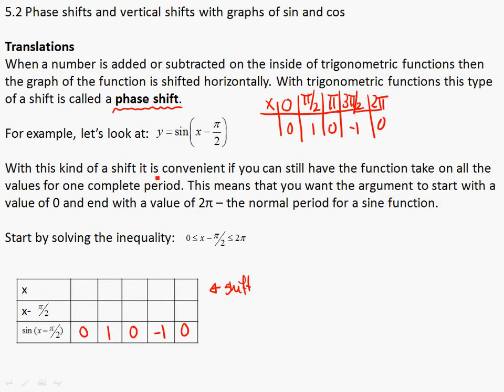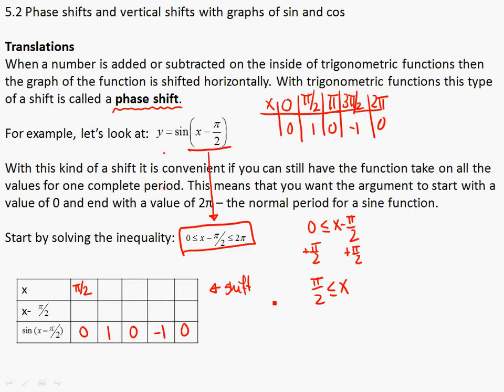What I'm hoping to accomplish can be done by solving this inequality. All that is on the inside is the same thing that I have here, right? See how I just took the x minus pi over 2 and literally stuck it in that inequality? So I want to solve that. And you can do this one step at a time. What do you need to do to get rid of the negative pi over 2? Add pi over 2. So it's telling me I should start my table at pi over 2.